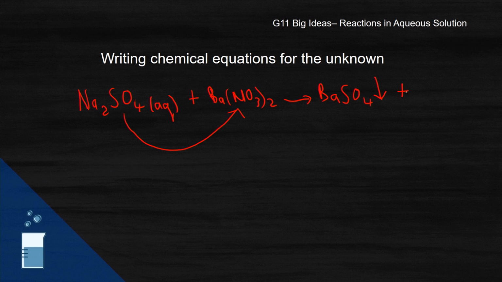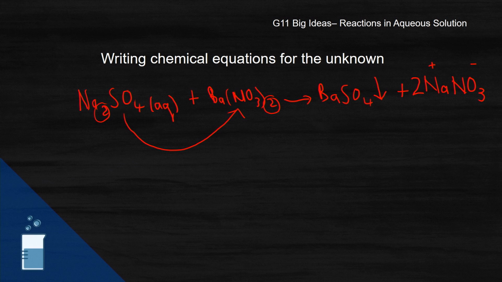And what is left over? Well, it's going to be the sodium and the nitrate. Because the sodium is a plus ion and the nitrate is a minus ion, they will bond in that ratio, and there are two of them, so it is now balanced. You can see there's a 2 there and a 2 there.